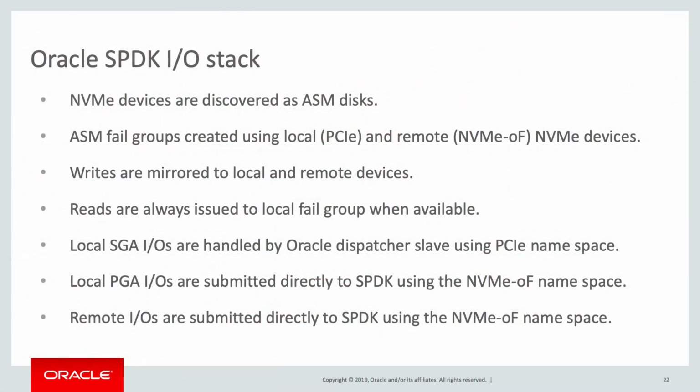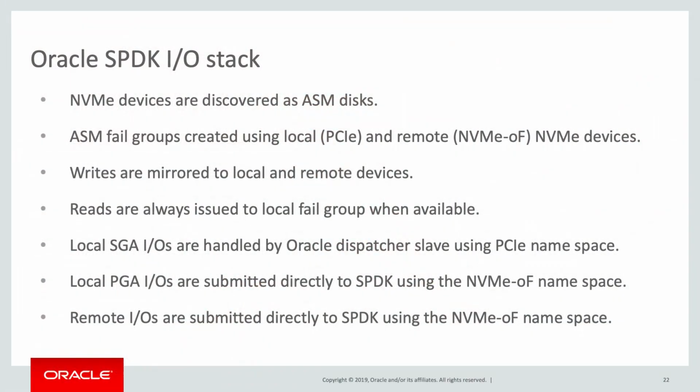So ASM allows us to create fail groups. We can basically mirror IOs. Each write can go one to a local device and one to a remote device. And that gives us the HA. A fail group is basically, if a node goes down, it takes a fail group down with it. At that point, you are potentially accessing remote devices to get to your data.